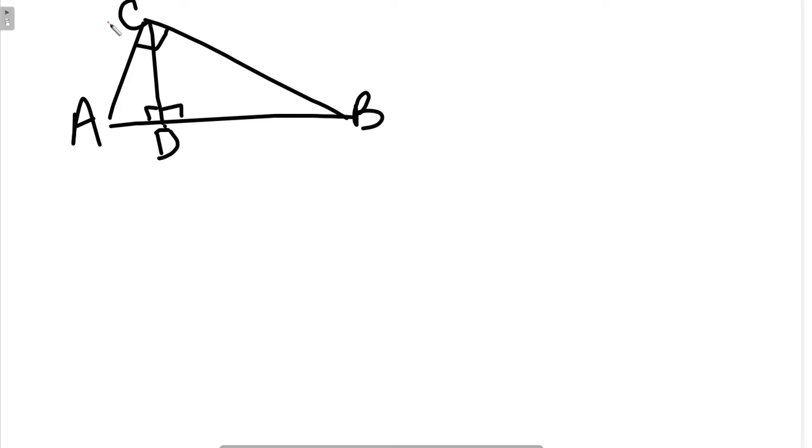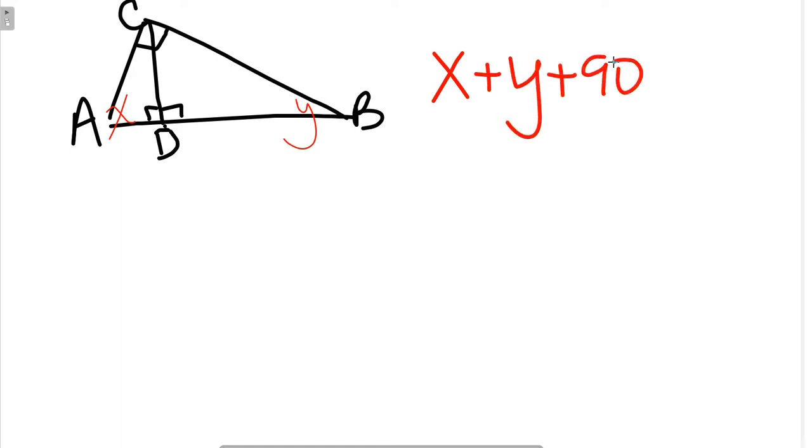All right, so let's go ahead and make a relationship with that. Let's go ahead and say let angle A be X, and let's let this one be Y. So then what do I know now? Based on what I just said, I know that X plus Y plus 90 equals 180, based on that sum of the angles being 180 relationship we talked about.